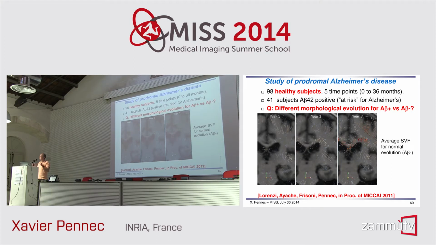So here we just took normal control, A beta positive, so at risk, versus A beta negative, not at risk. Not at risk doesn't mean that they won't have it, just that they are not belonging to the same population. And now we take the evolution over 3 years, so it's not very visible, but we have the velocity field showing the average stationary velocity field for the normal evolution. So normal for us will be A beta negative. And the question is, can we see a difference between control A beta negative and control A beta positive?